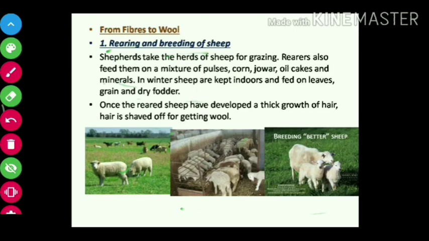Where have you heard of shaving? In your home, your father is doing shaving. When they are shaving, they are not getting pain. What are they doing? They are cutting, means removing the hair from the skin. That hair is made of dead cells. So when you are removing the hair, you can't feel the pain. Like that, when hair is shaved off from sheep, it cannot feel pain, just as when your hair is cut you do not feel pain.